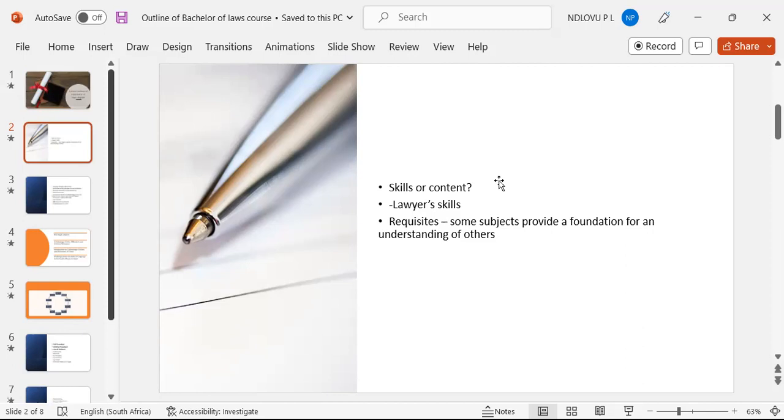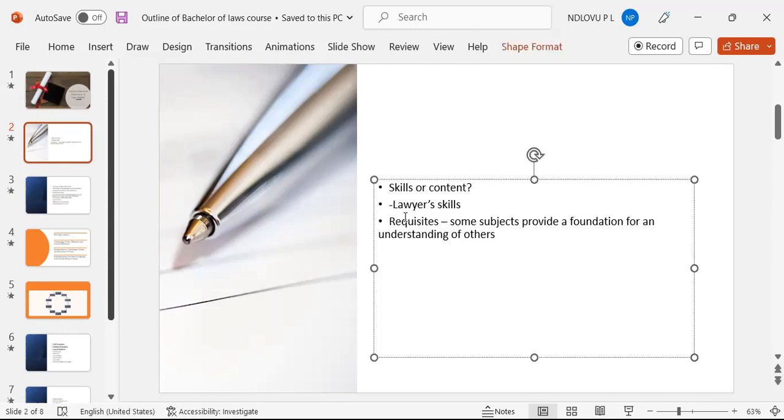So in this particular case, we are saying that principles of criminal law as a subject serves as a prerequisite for the study of criminal procedure. So we are saying some subjects provide a foundation for an understanding of others.